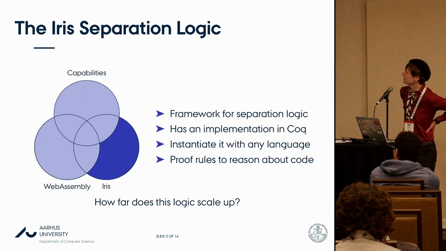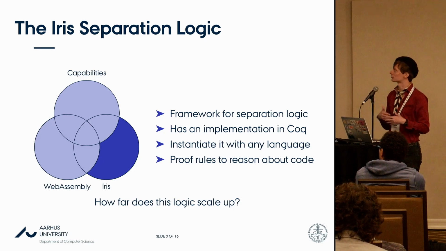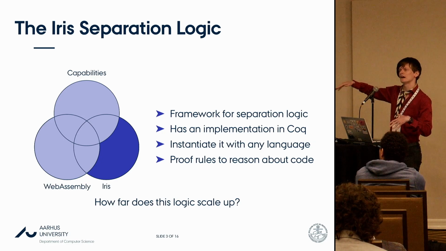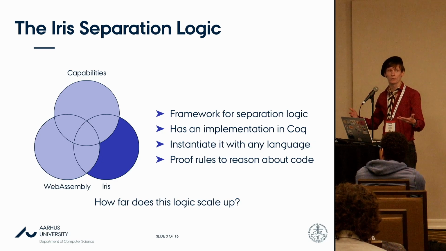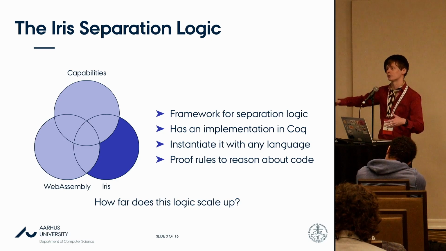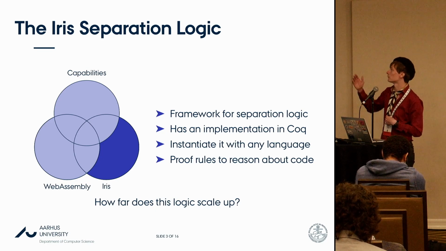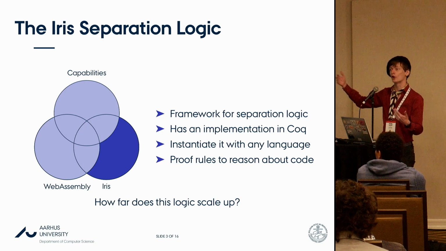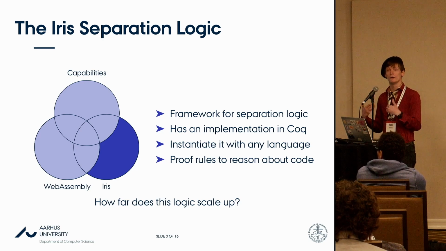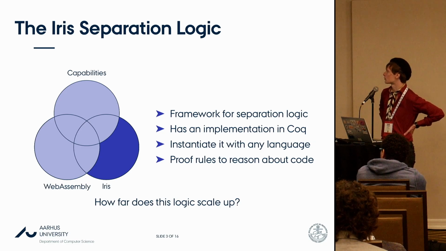The starting point for me has been the Iris separation logic, which is a framework to reason about separation logic. The idea is that you can instantiate it with any programming language that you'd like, as long as you're able to describe the operational semantics. What Iris gives you back is a set of proof rules you can use to reason about the behavior of programs written in your logic. And what's really brilliant is that it has an implementation in Coq, so you can do formal analysis with a theorem prover of the behavior of programs written in your own programming language.